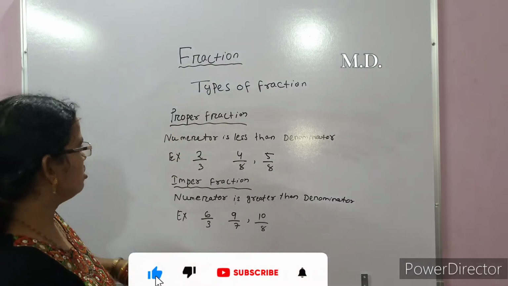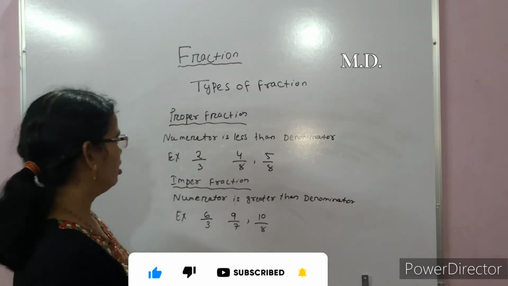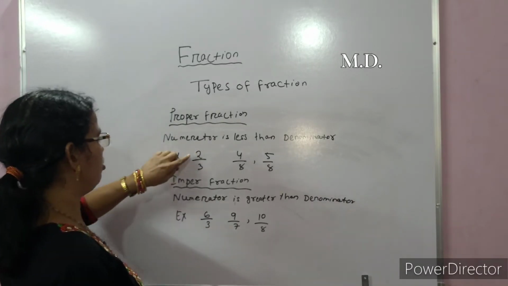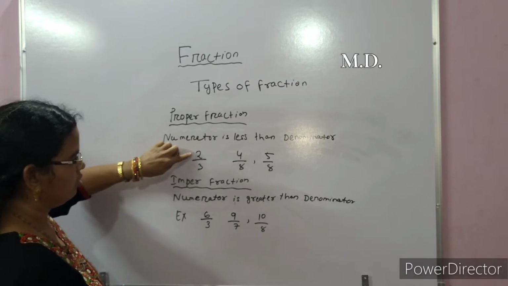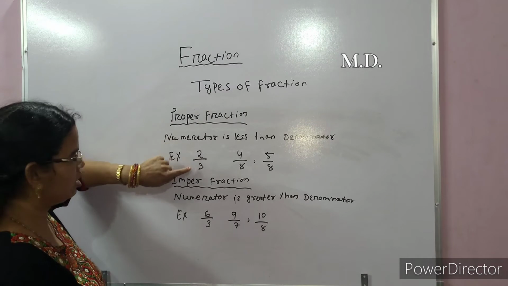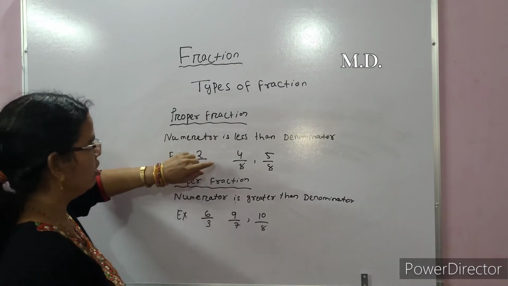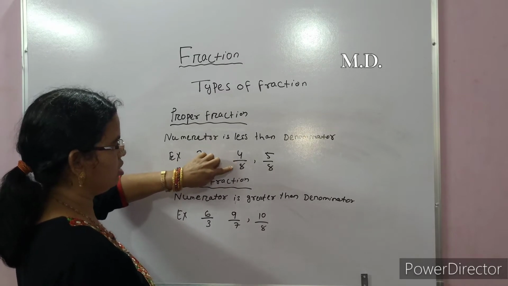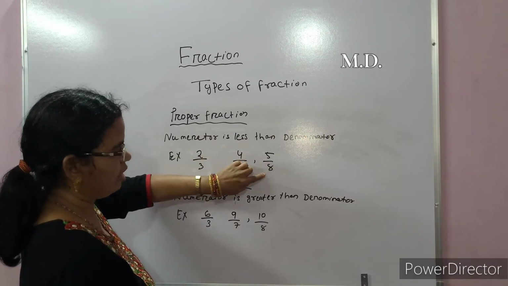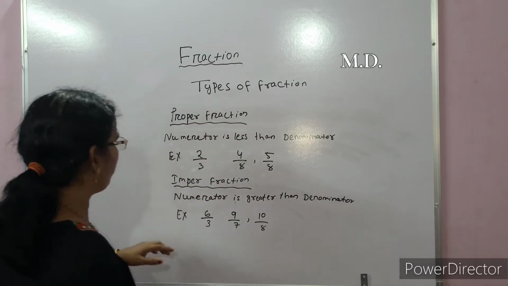Proper fraction means the numerator is less than the denominator. Example 2 bar 3. 2 is less than 3. 2 is the numerator, 3 is the denominator. 4 bar 8, 4 is less than 8. 5 bar 8, 5 is less than 8. This is the proper fraction.